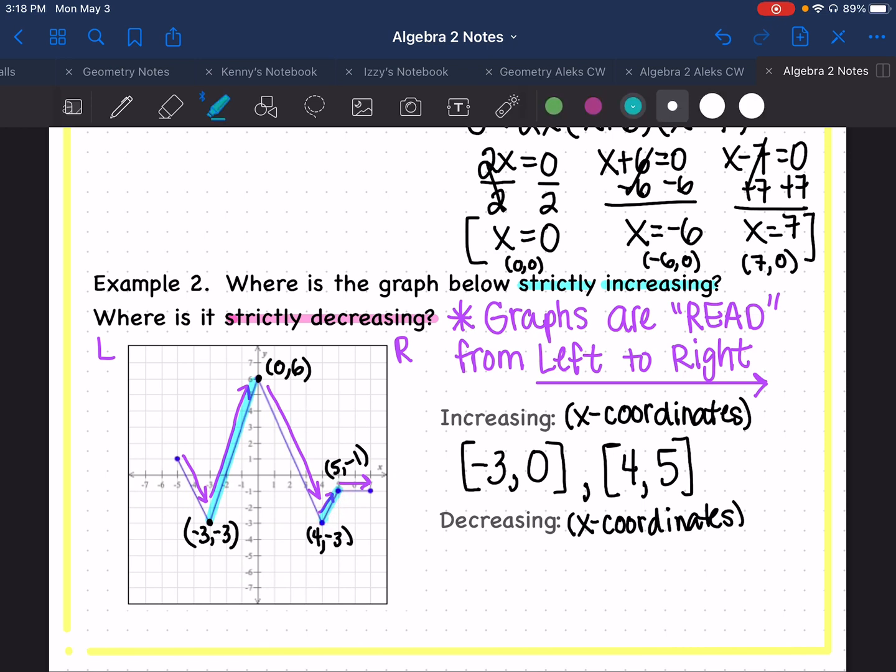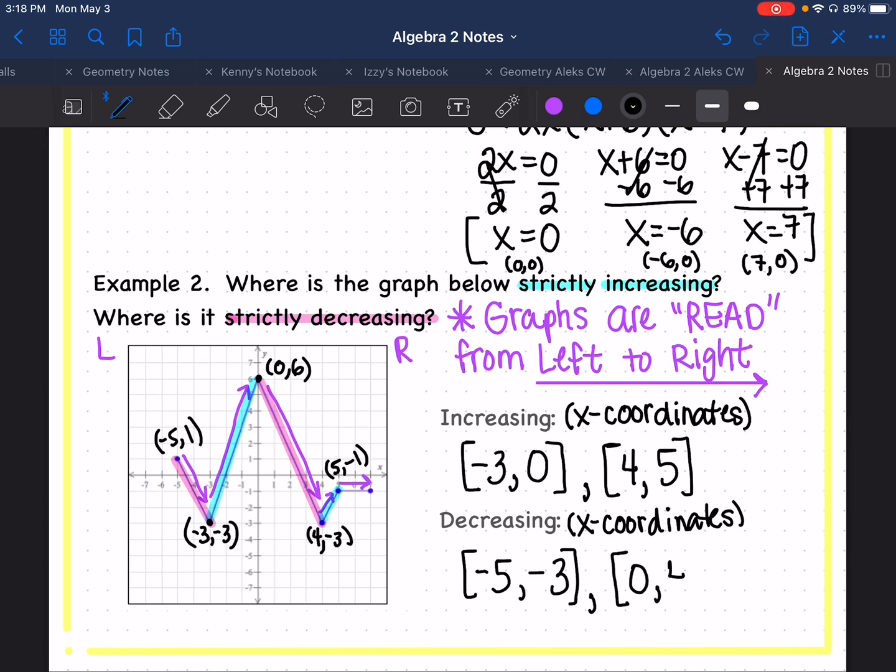For the decreasing, I'll put that one at a time. I would say, I need this ordered pair, -5, comma, looks like 1. Do I need any other ones? I think that's the last one I need. So I'm going to say -5 to -3. Remember, the smaller number always goes first, and the larger number always goes second. Comma, I think there's one more going down, this larger one right here, and that one I would put 0, comma 4.